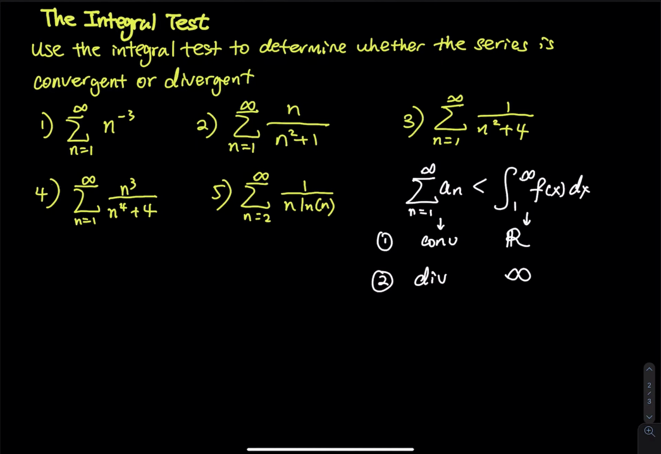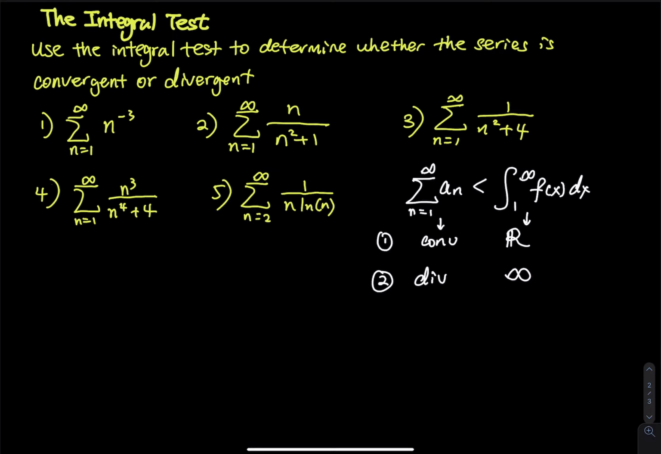Let's perform the integral test. So what is the integral test? In the previous video, we talked about it, so I can give you a brief summary really quick. We are trying to compare the series to a definite integral. The series is less than the definite integral because the area is trapped under the curve of the function. So that's why the series is less than the integral.